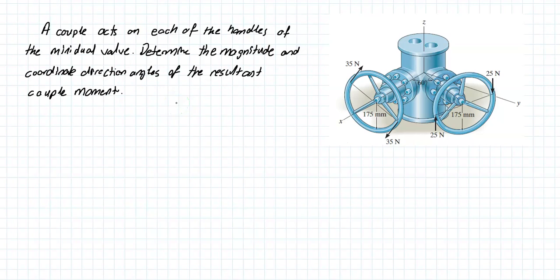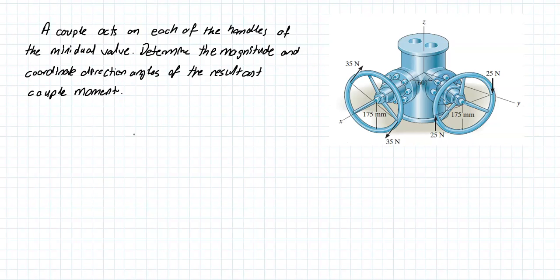A couple acts on each of the handles of the mini-dual valve. Determine the magnitude and coordinate direction angles of the resultant couple moment. Okay, so we have two valves here, two handles, and here's our XYZ system, X, Y, and Z. Couple moments are applied here on the left-hand side handle, a 35 Newton force couple is applied, and on the right-hand side handle, a 25 Newton force couple is applied.